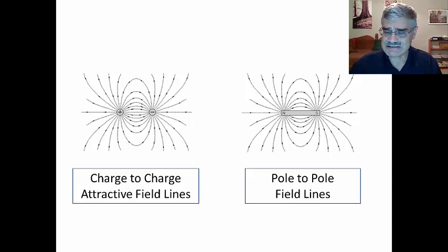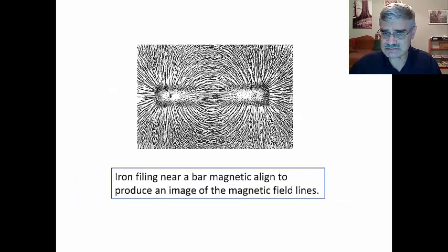While we can't easily see that for electrical forces, you've probably seen demonstrations of this. If you have a bar magnet and some iron filings, the bar magnet will reorient the iron filings, and you'll be able to see the field lines that are created by the magnet.